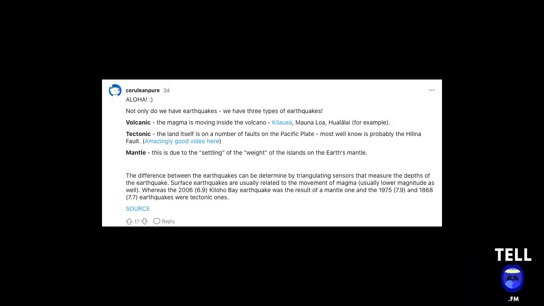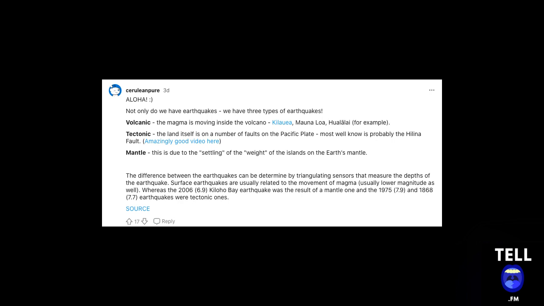Aloha. Not only do we have earthquakes, we have three types of earthquakes. Volcanic: the magma is moving inside the volcano, Kilauea, Mauna Loa, Hualalai, for example. Tectonic: the land itself is on a number of faults on the Pacific plate, most well known is probably the Hilina Fault. Mantle: this is due to the settling of the weight of the islands on the Earth's mantle.